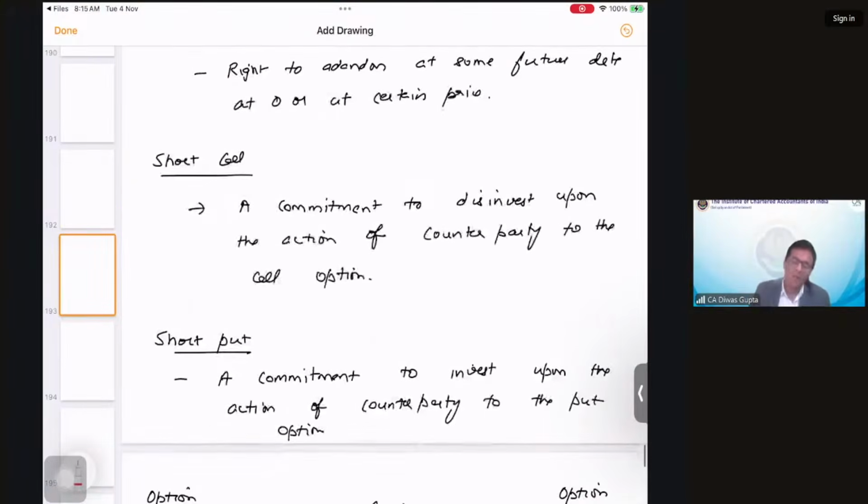Short call, a commitment to disinvest upon the action of the counterparty to the call option. This is what we do in case of a short of a financial call option, right? If it is the case, then we will have to honor the commitment by selling the asset. And here we are disinvesting the asset. Short put, a commitment to invest upon the action of the counterparty to the put option. Clear?